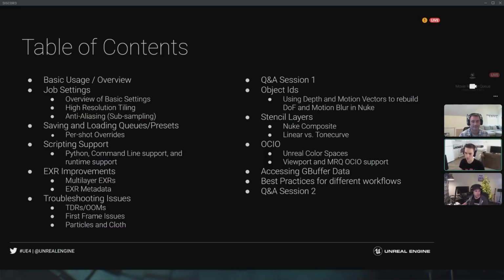So we'll be going over the basic usage first. We'll be talking then about the settings for each job. We'll talk about being able to save and load queues, which is a new feature in 426. We'll talk briefly about scripting support. We don't want to go into too much detail as we don't want to get all technical, but we're going to make sure you guys know what's there and what's available to you.